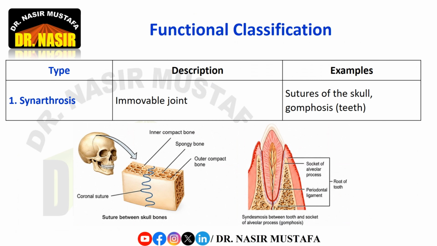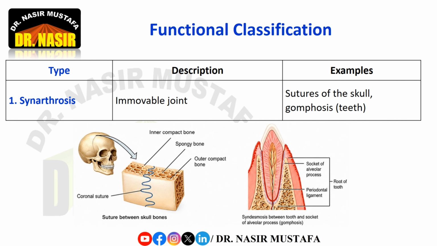Synarthrosis joints are immovable joints. The bones in these joints are tightly bound together, allowing no or very minimal movement. Examples include the sutures of the skull, where the bones interlock, and gomphoses, the peg and socket joints that hold our teeth in the maxilla and mandible.